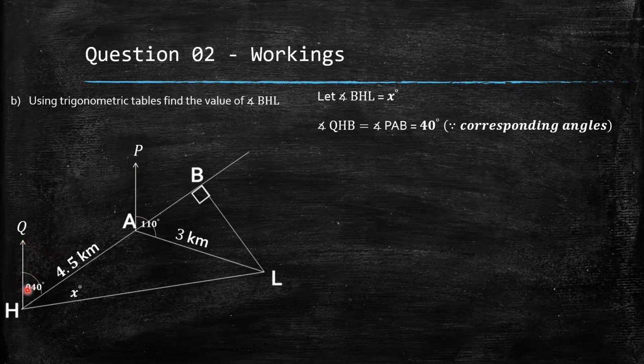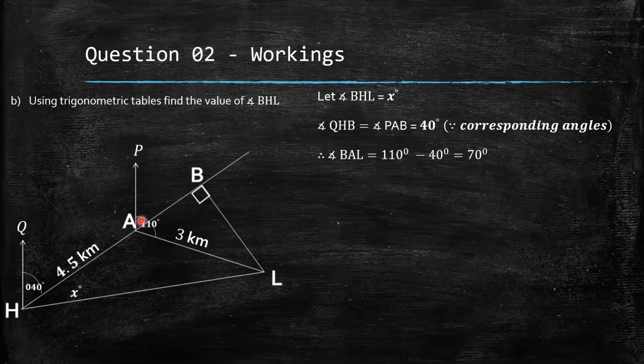Now you can see an F shape here. I hope you can remember the theory of these angles, the F shape. Once you have an F shape, according to the corresponding angles, QHB angle will be equal to PAB angle, right? The reason is that they are corresponding angles. The shape of corresponding angles is an F shape. Here it is an F shape. And then BAL. You can see BAL.